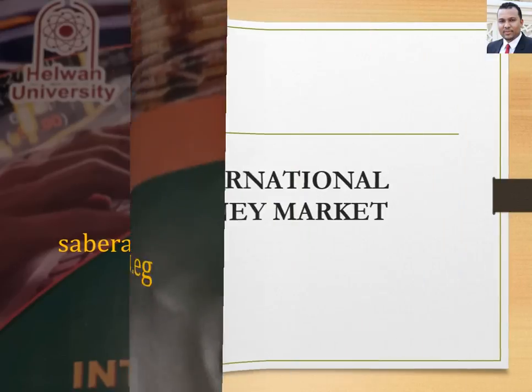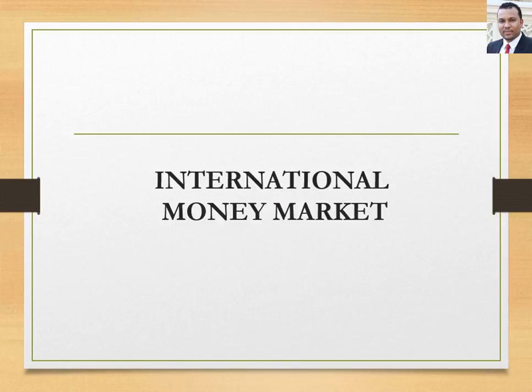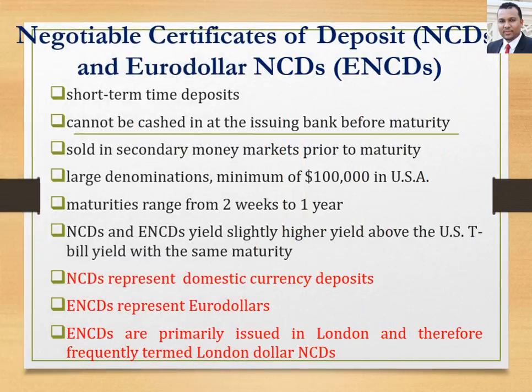Today we will present some topics related to the international money market in our application sheet and chapter 2 related to the Forex market. The first topic, the international money market in our application sheet, started from page 11. Two certificates we will present today: Negotiable Certificates of Deposit, abbreviated NCDs, and Eurodollar NCDs.